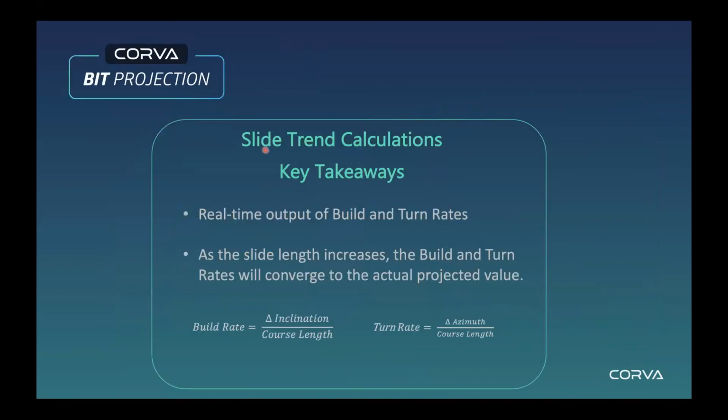Okay, so slide trend key takeaways. We have a real-time output of build and turn rates while you're sliding that are updating every time we get new projection data points. And again, as the slide length increases, the build and turn rates will converge to actual. Then we have the build and turn rate calculations listed so you can see those and understand why, if you're only 1 foot into your slide, some of these values might be a little bit high, but as you progress, they will normalize.